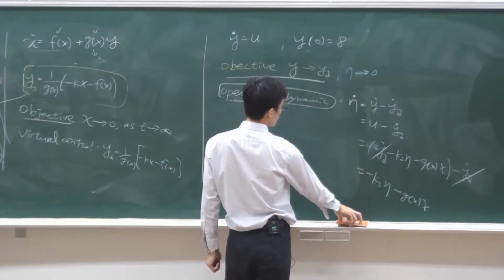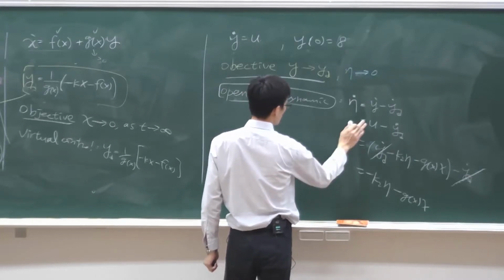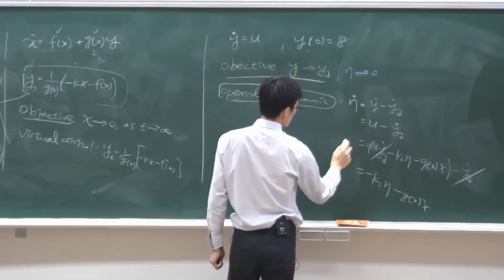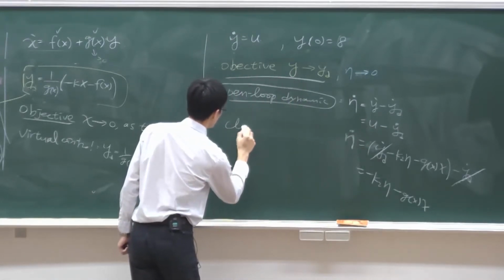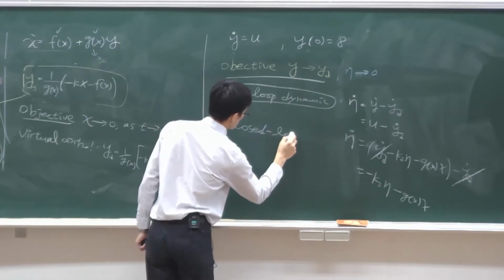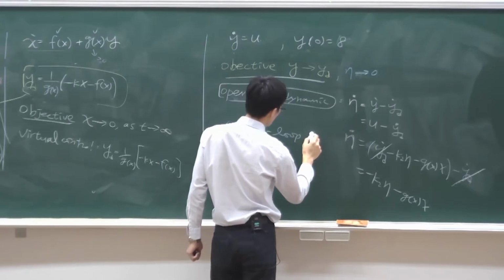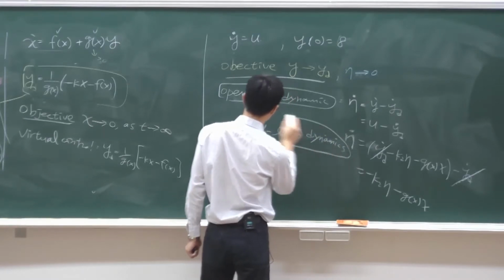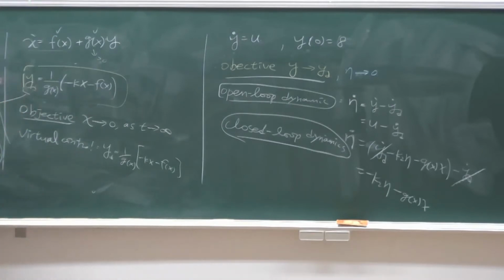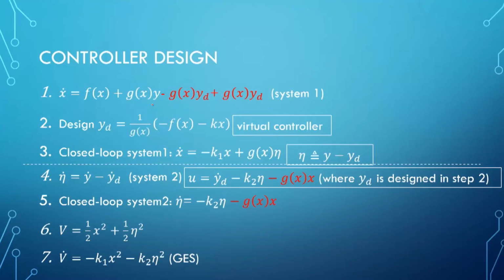This is yd. After you substitute the control u, you get the closed loop systems. So you have two controls for each system, and you have two closed loop dynamics for each system. Now you can do the stability analysis.